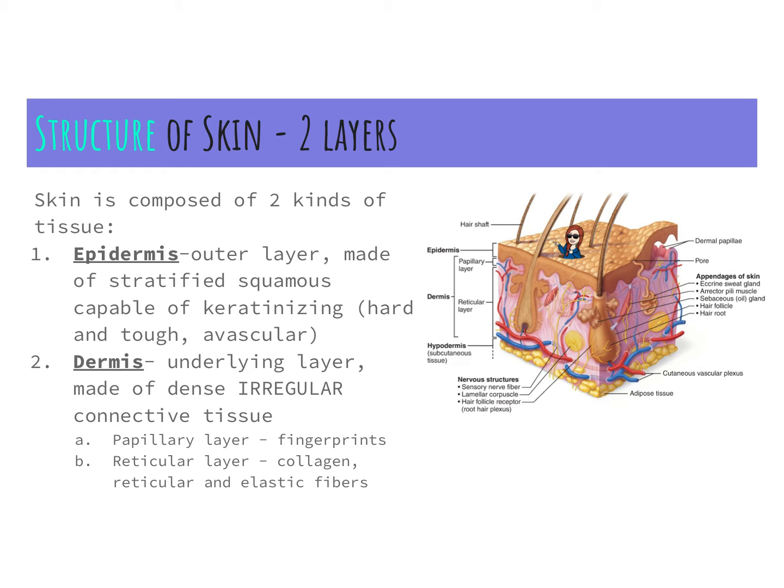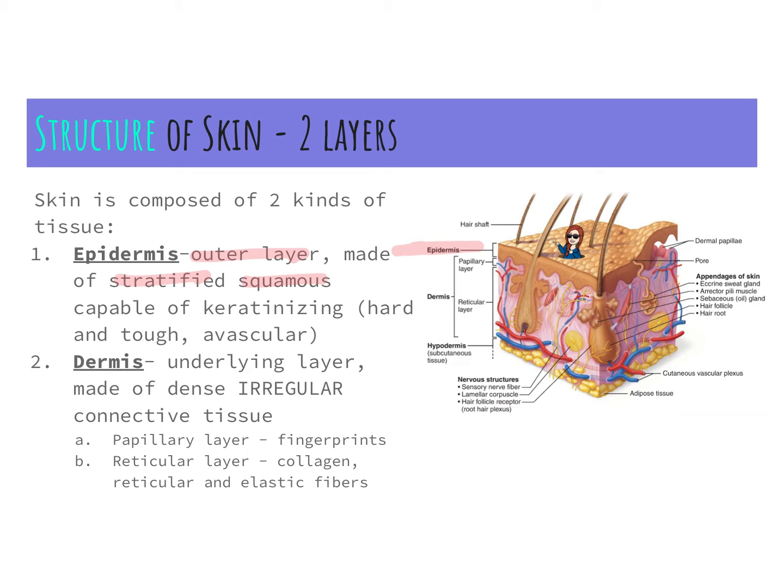All right, now we're going to look at the layers of the skin. The skin is composed of two layers. You have the epidermis and the dermis. The epidermis, which is located right here, this is the most superficial or outer layer of your skin, is made of stratified squamous. So many layers of those flat pancake-like looking cells. And this stratified squamous is a little bit special.